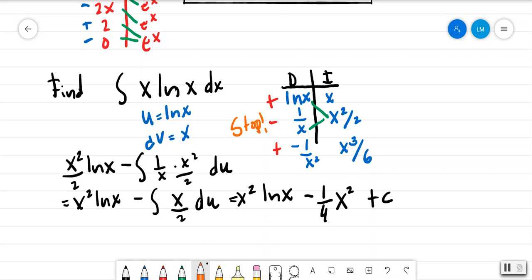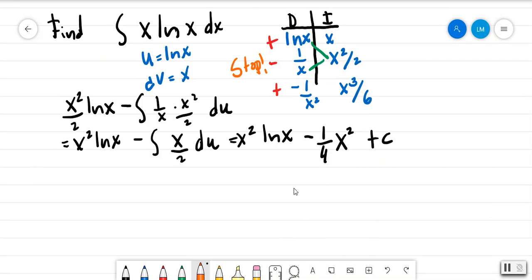We can actually look at a different formula. Yes, so that should be divided by 2. Okay, so not only do we need to know when to stop, but we have to remember not to forget about these constants. So we have x squared over 2.